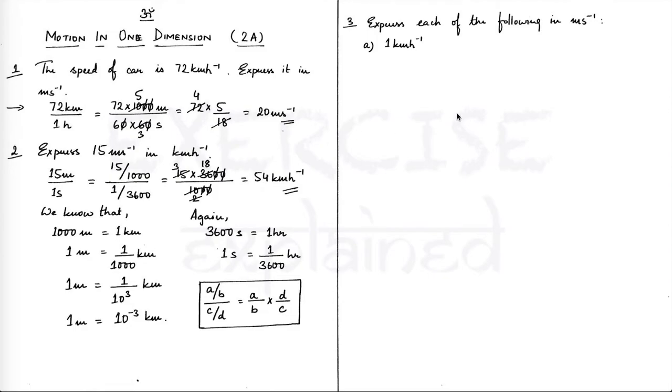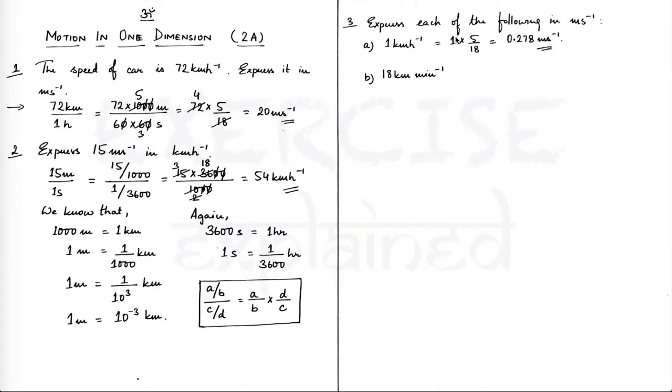So coming to question number 3 of exercise 2A ICSE 9th. Express each of the following in meter per second. The first one is 1 kilometer per hour. As we have already learned in the first question, we are converting from kilometer per hour to meter per second. We multiply the number by 5 by 18. So I would directly multiply by 5 by 18. So 1 into 5 by 18. That gives me 0.278 meter per second.